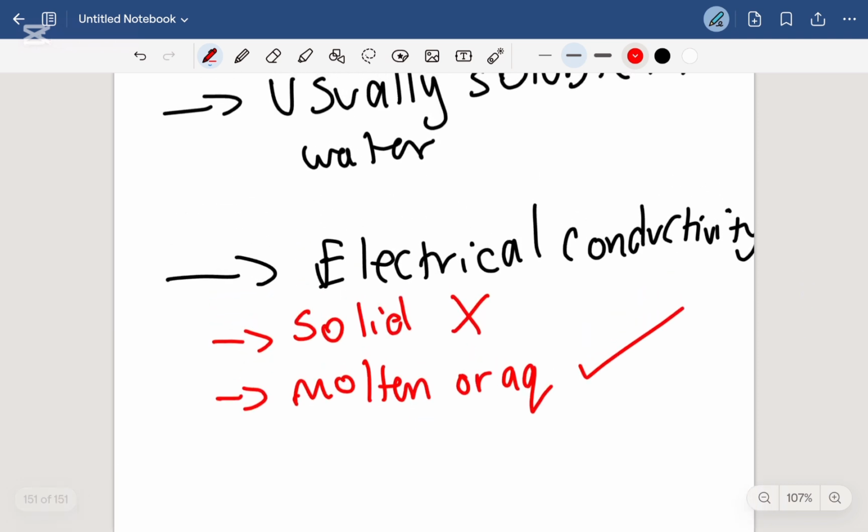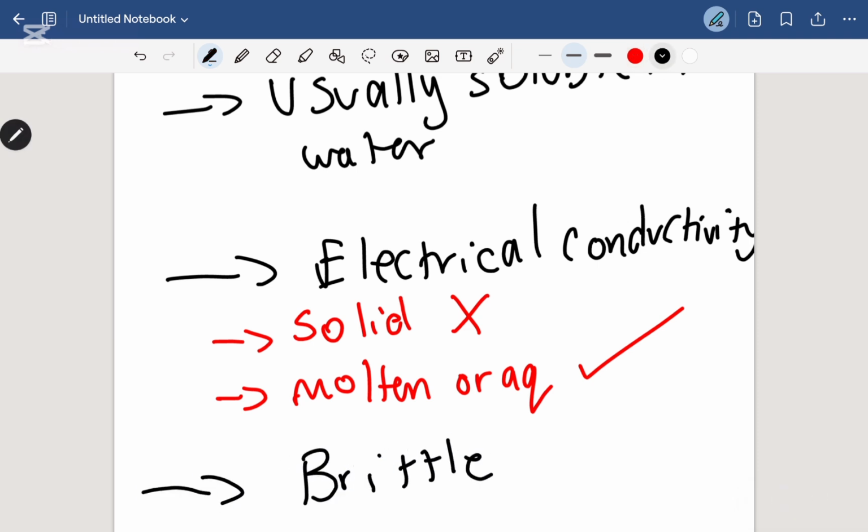Now, another property of ionic crystals is that they are brittle, okay. Now, why are they brittle, and what does brittle mean? Brittle means they are hard, but they can break. So brittle means they are hard and they can break. Now, why are they brittle? Because of the structure of the ionic crystal. Okay, so we know that ionic crystals are how?